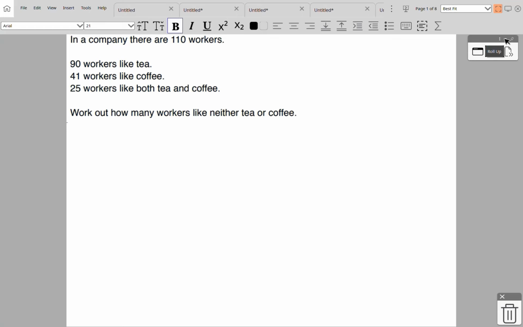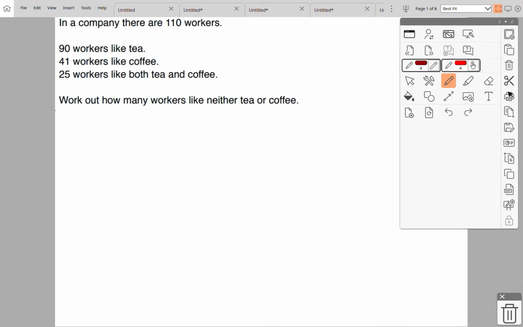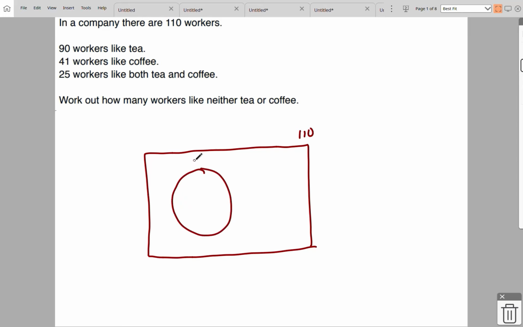But in a company, there are 110 workers. So my little rectangle has a population of 110. I'll write that off to the side somewhere. There's 110 people in here. 90 workers like tea, so I'm going to have a circle about tea. And 41 workers like coffee, so I'm going to make another circle about coffee. And 25 workers like both tea and coffee. So the shared space, that overlap, is 25.